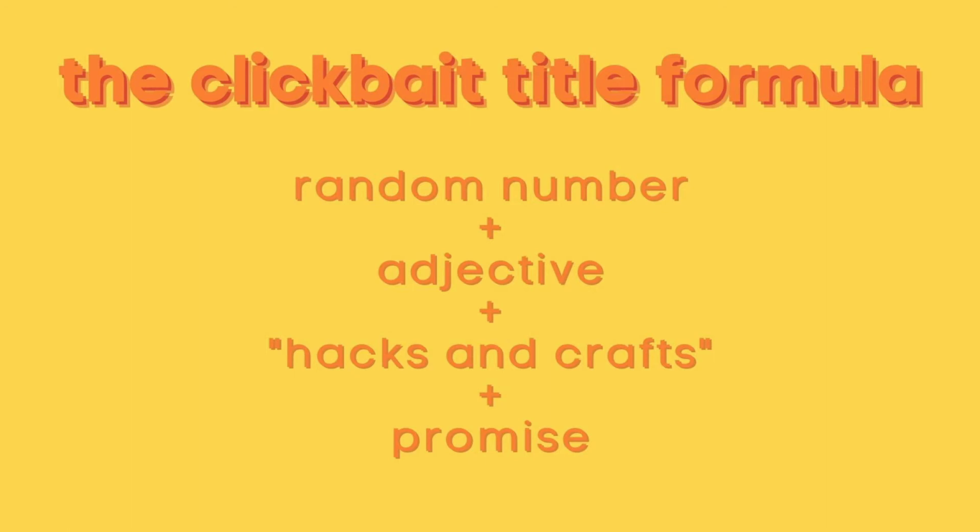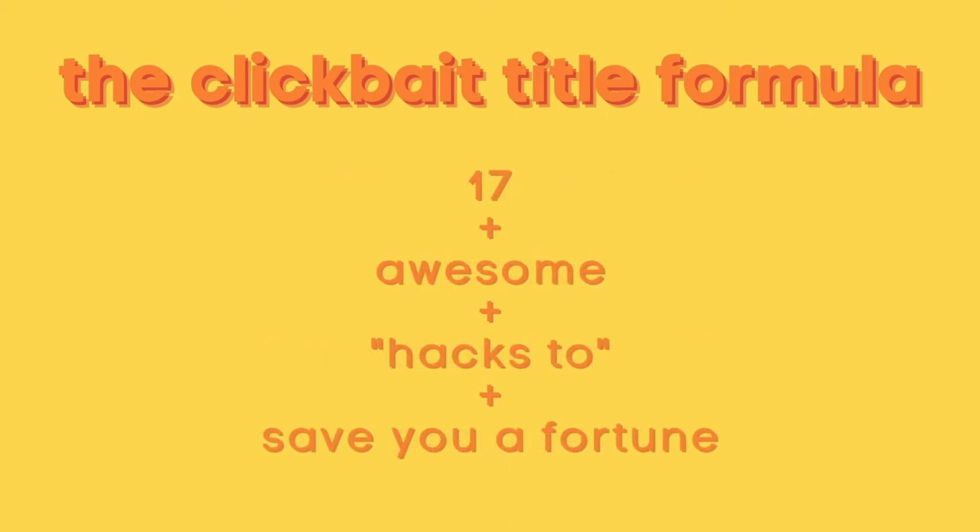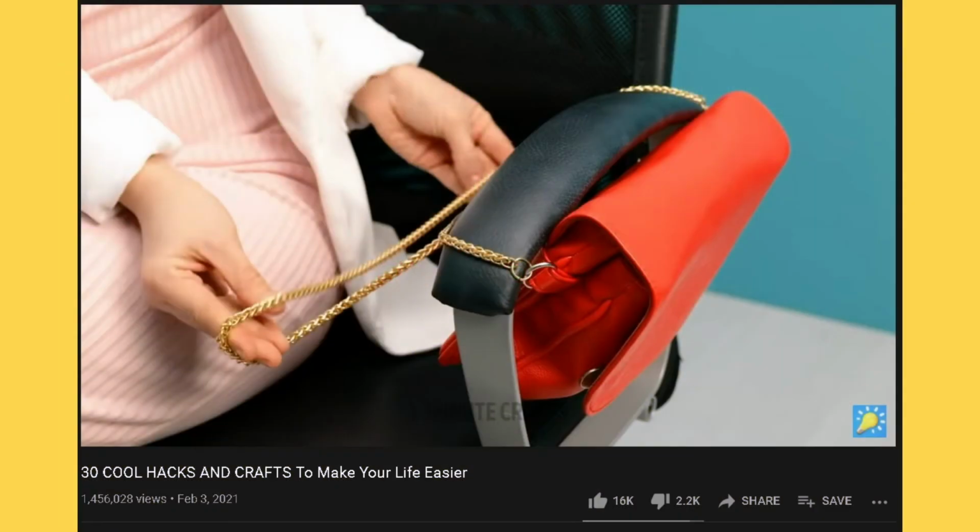In this case, check the title and figure out if it uses the clickbait title formula. Random number plus adjective plus hacks to plus promise. For example, 17, random number, awesome, adjective, hacks to save you a fortune, promise. Let's take a look at a real 5-Minute Crafts video. 30, number, cool, adjective, hacks and crafts, followed by a promise to make your life easier. If it does so, it's probably a clickbait video.